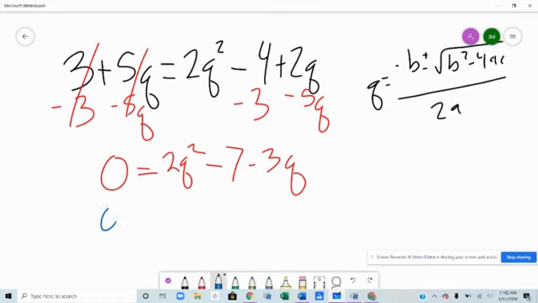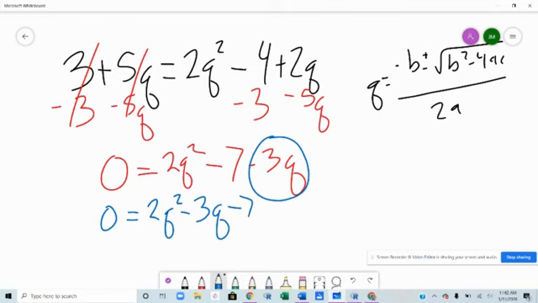So we have 0 equals, we want the 2q squared first. Then this negative 3q should be our next term, or minus 3q. And then minus 7. And now it should be relatively easy for you to be able to tell me A equals 2, B equals negative 3, and C equals negative 7. Pay attention to those plus and minus signs again.